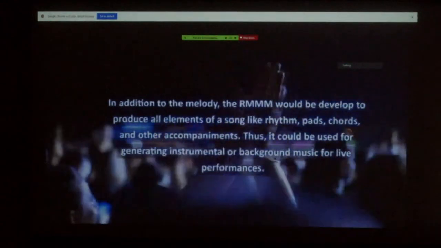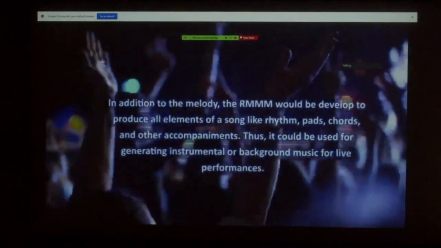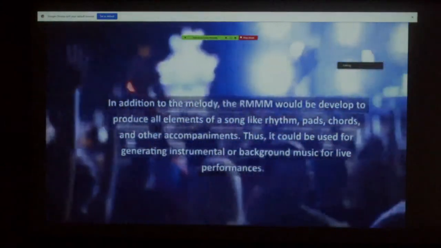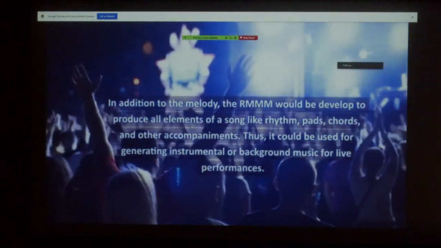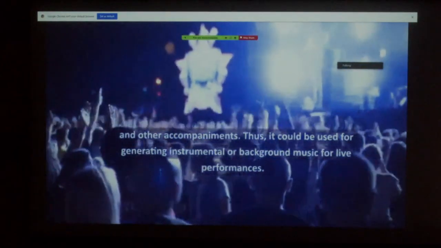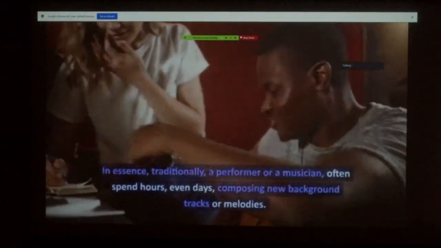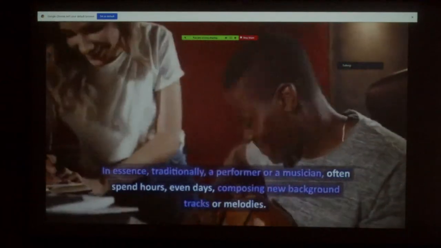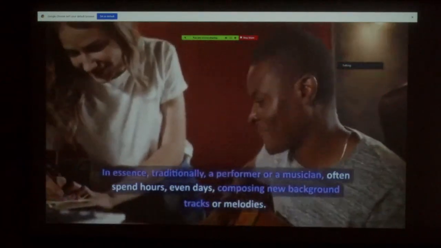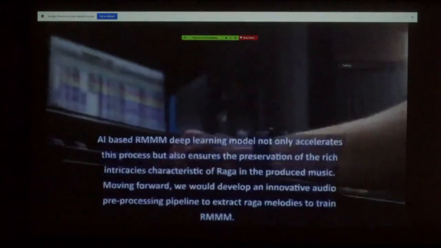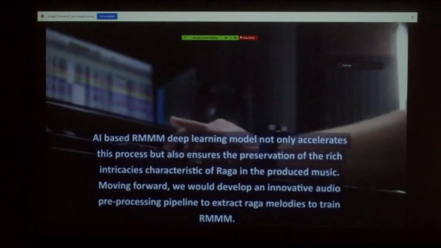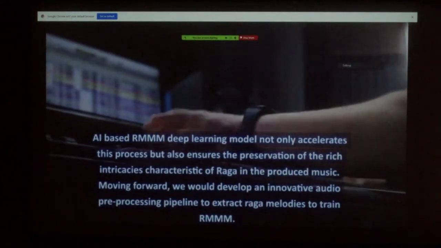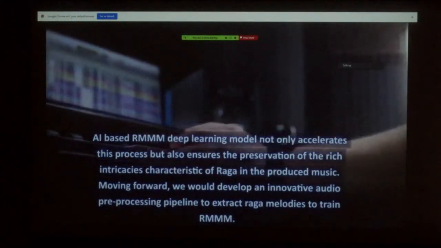In addition to the melody, the RMMM would be developed to produce all elements of a song like rhythm, pads, chords, and other accompaniments. Thus, it could be used for generating instrumental or background music for live performances. Traditionally, a performer or a musician often spends hours, even days, composing new background tracks or melodies. The AI-based RMMM deep learning model not only accelerates this process, but also ensures the preservation of the rich intricacies characteristic of raga in the produced music.